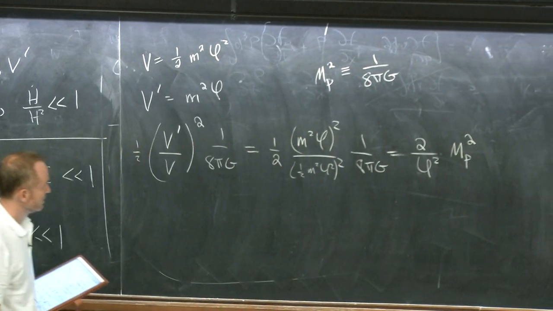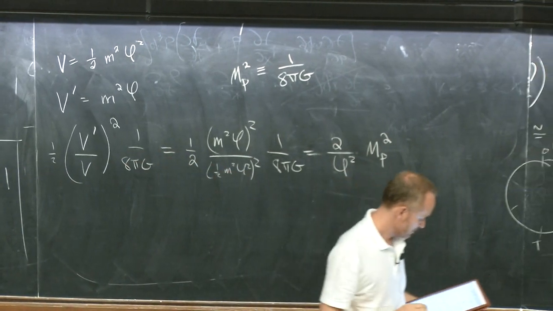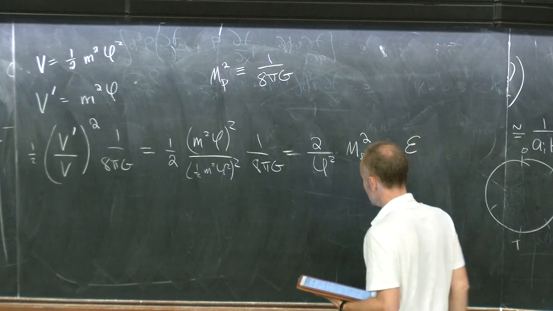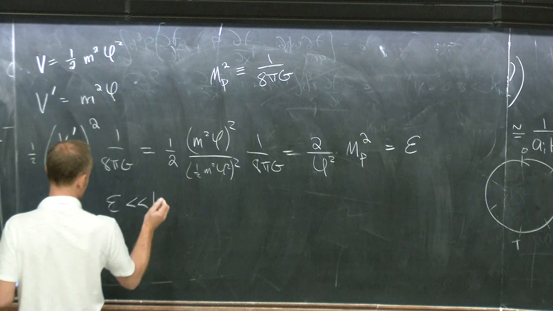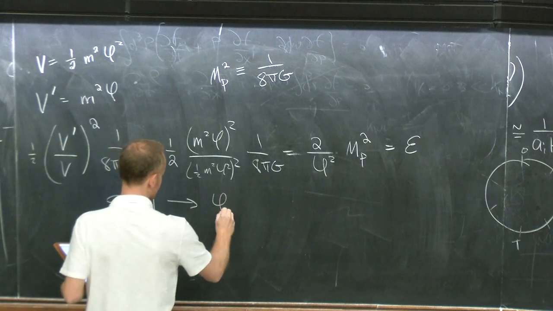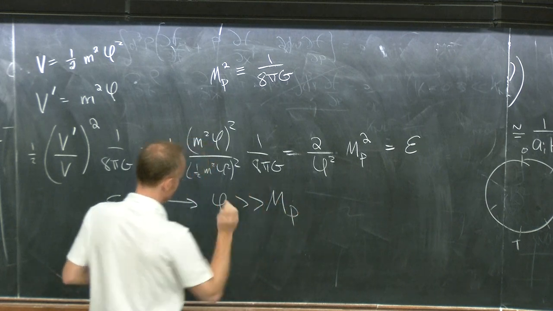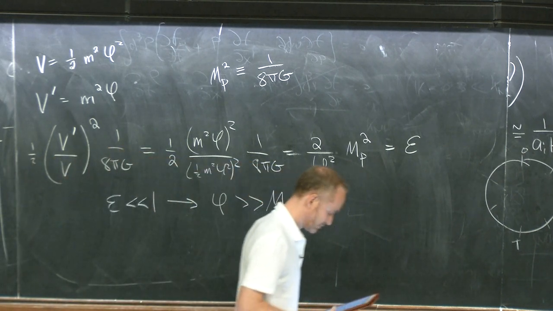This is the so-called reduced Planck mass. Okay, so this is epsilon. So you see that if you want epsilon much less than 1, then phi has to be greater than m Planck. And so this is a so-called large field inflation model. It's an inflation model in which the inflaton field phi must be larger than m Planck.